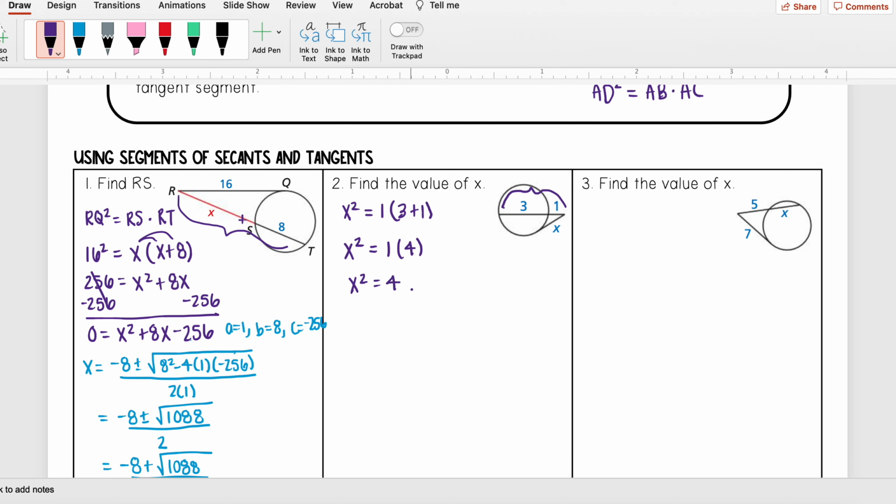And then here I have x squared equals 4. To get rid of that x squared, I can just take the square root on both sides. This time I can do that because I don't have that x term like I had on number 1. And so when I take the square root, I get that x is equal to 2.